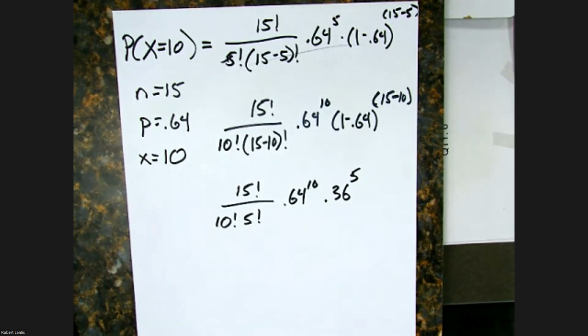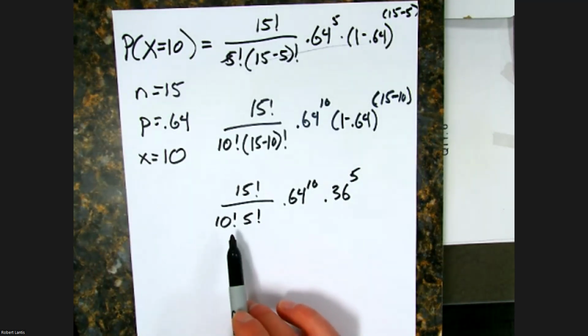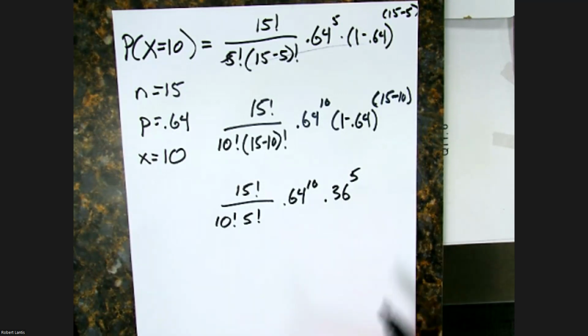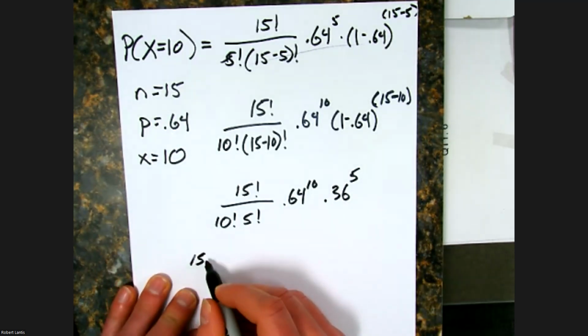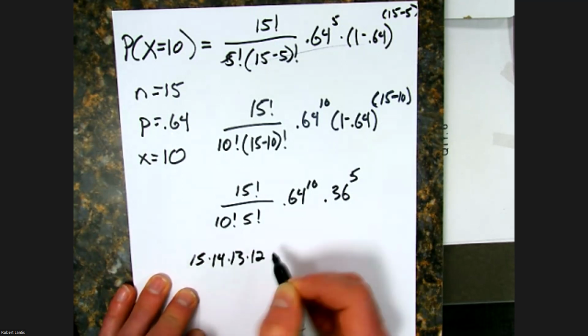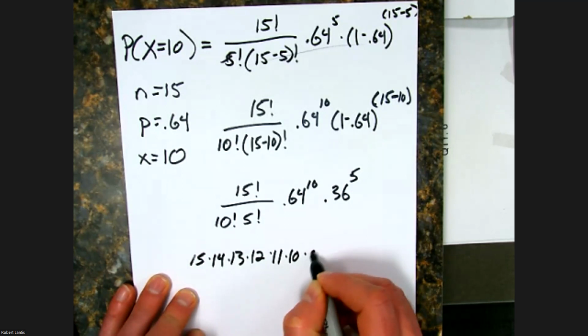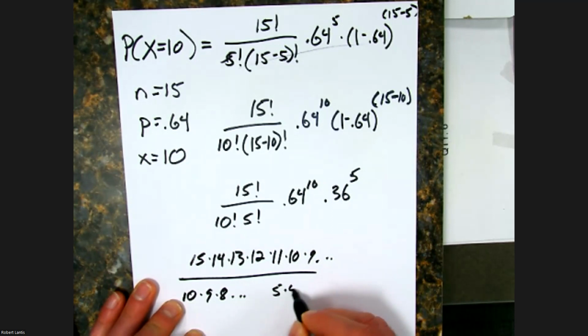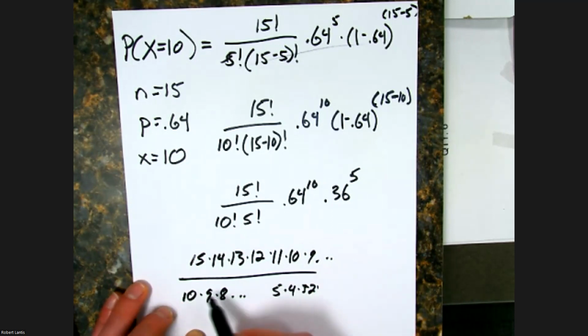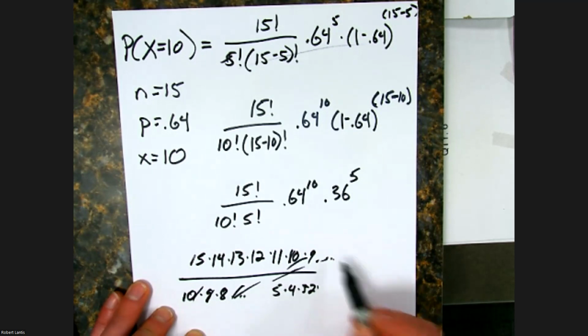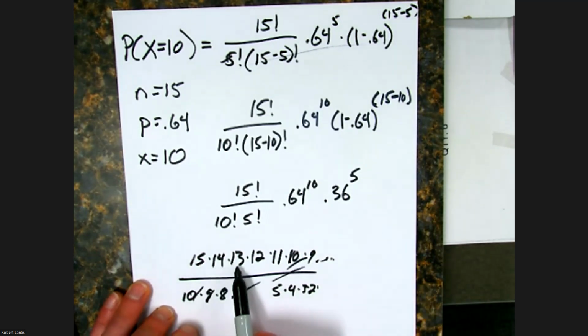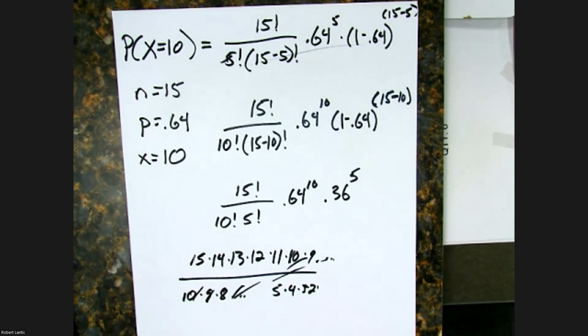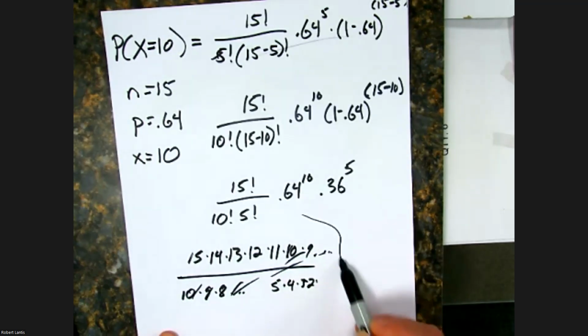Now from here, hopefully you've identified where that factorial button is on your calculator. Or if I wrote this out, I would see, even if I didn't have that button, 10 times 9 times 8, etc., and 5 times 4 times 3 times 2 times 1. Everything from 10 on down would cancel, and I just have 15 times 14 times 13 times 12 times 11 divided by 5 times 4 times 3 times 2 times 1. I could do it that way, or if I have that button on my calculator, I can just enter in those factorials. And then, of course, I have this here as well.